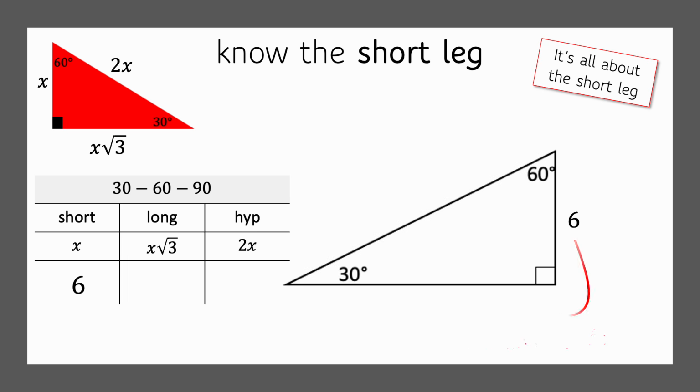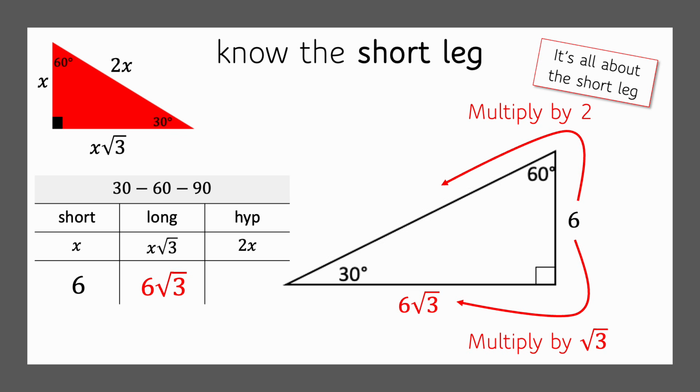To find the long side, I multiply that by root 3. So 6 times root 3. To find the hypotenuse, go back to the short side. The short side is 6. Multiply that by 2. So 6 times 2 is 12, and I have the hypotenuse.